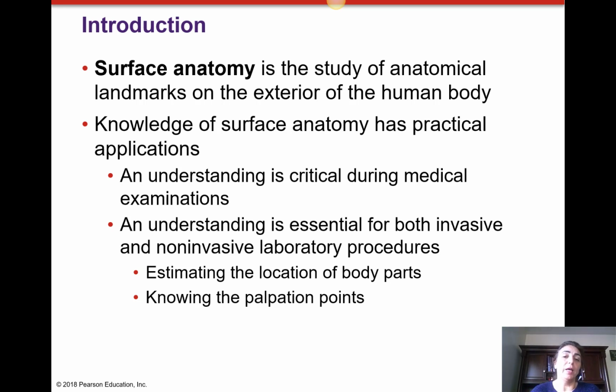And the reason that we are doing that is because of the application and the usage of that, which include an understanding of those internal structures. Those understandings are critical during medical examination. That's the one that we are using by touching the surface, listening through the surface, and all those ones. We get information regarding the interior part of the body. And an understanding is essential for both invasive and non-invasive laboratory procedures.